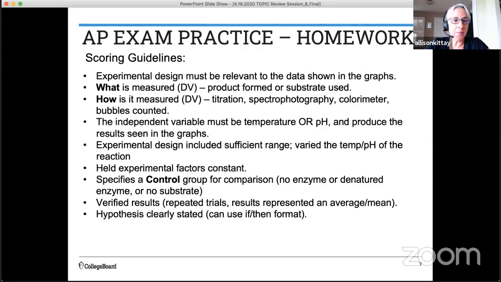And then finally, that hypothesis must be clearly stated. You can use an if-then format. You can make a prediction. You can say something like the enzyme activity will be greatest at 37 degrees Celsius, or the enzyme activity will be greatest at pH 7. Okay, so that's the scoring guidelines, and I hope you guys did well on that one.